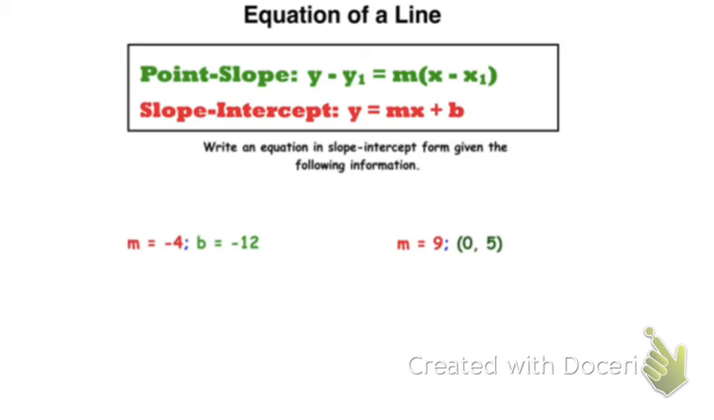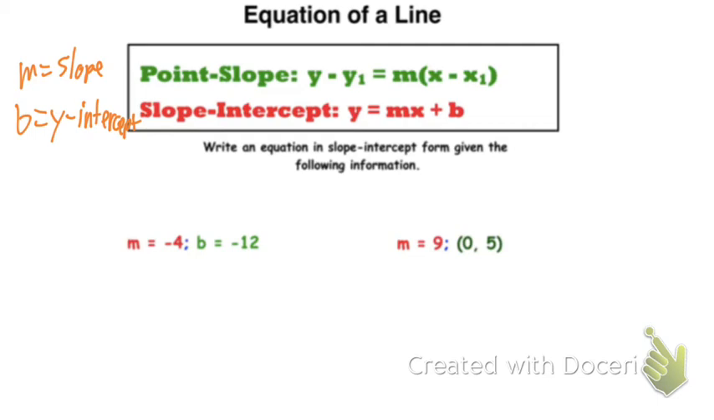Write an equation in slope intercept form given the following information. So, M is our slope. B is what we call our y-intercept. Okay? So, M is slope. B is y-intercept. Might be helpful to write that down. M is your slope. B is your y-intercept.